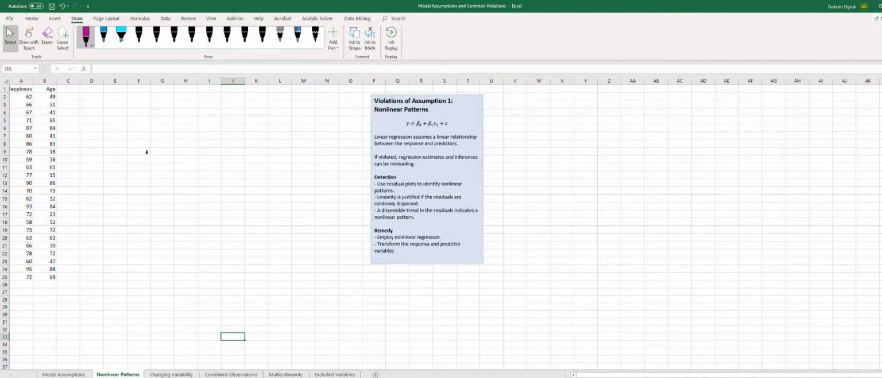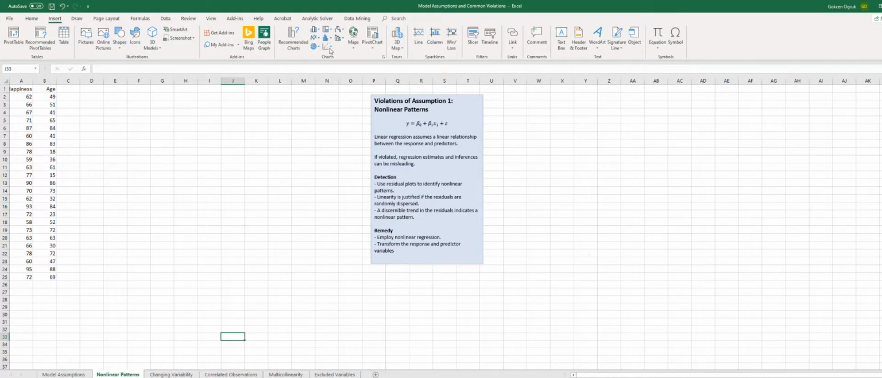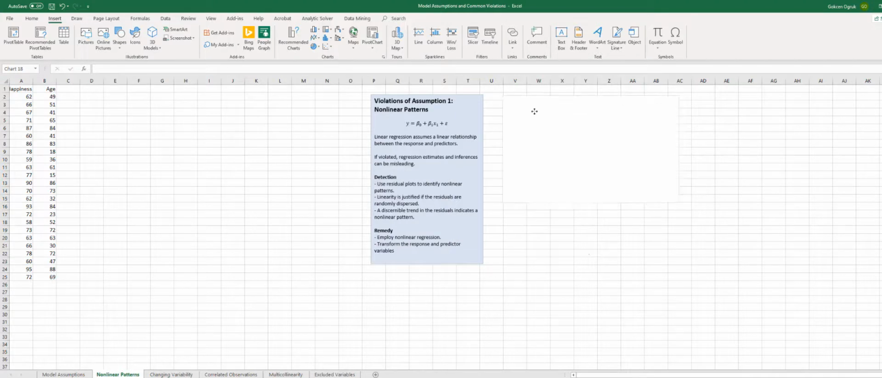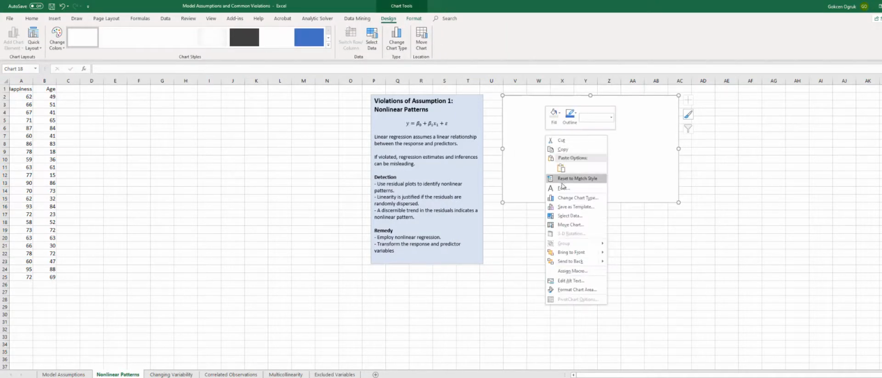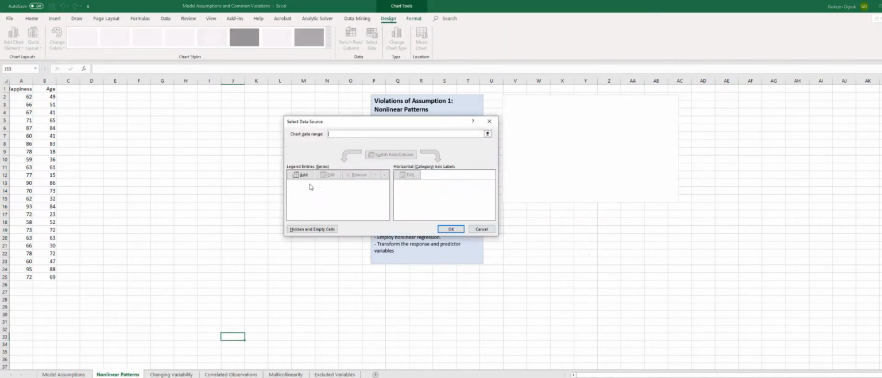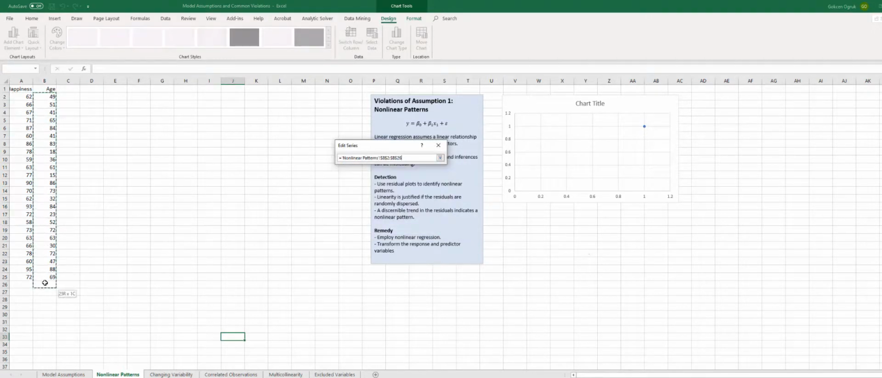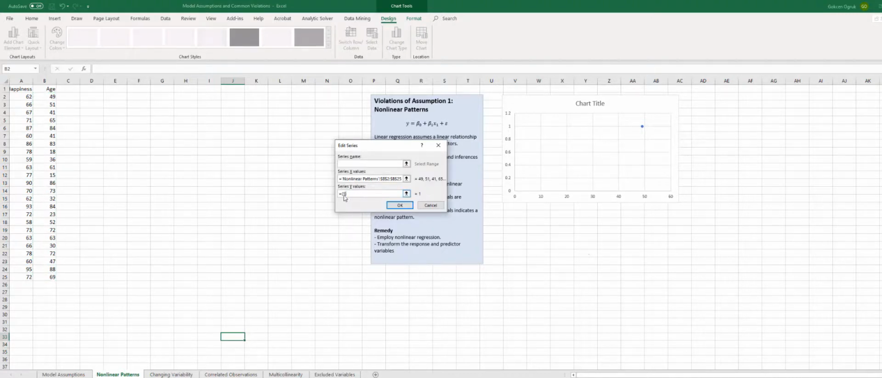We start the analysis with a scatter plot of happiness against age. So we come here, choose insert, and then choose a scatter plot. And this creates a placeholder for a scatter plot. Then right-click and select data. And we add entries. The first one is our x values, in this case age. And second, the y values are our happiness.